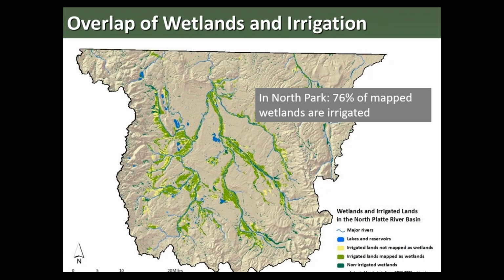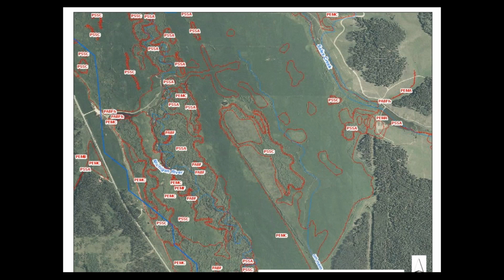This analysis of direct irrigation actually does not take into account wetlands formed downslope of leaky ditches or on the margins of irrigated fields where excess water collects. Here's an example from North Park to show you what I mean. There's a band of riparian shrubland along the Michigan River on the left, but the large homogeneous meadow mapped as palustrine emergent wetland to the right is an irrigated hayfield.